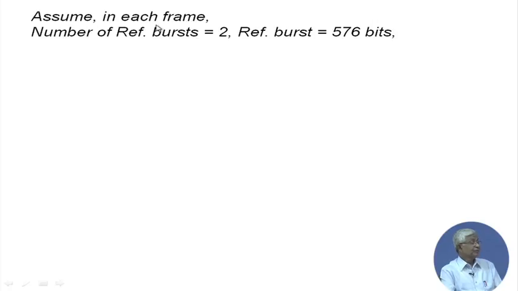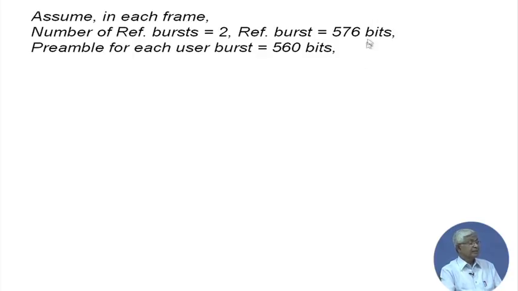Assume in each frame there are 2 reference bursts. 2 reference bursts are put because in case of one reference burst failure, there is network synchronization failure, and people cannot communicate because they don't know where the frame start is. So normally there are 2 reference stations which transmit at 2 different locations. So 2 different bursts, each reference burst is 76 bits. These are some Intelsat type of TDMA numbers, practical numbers.